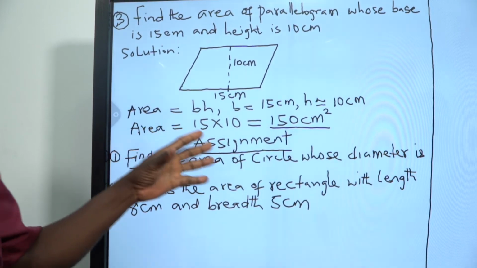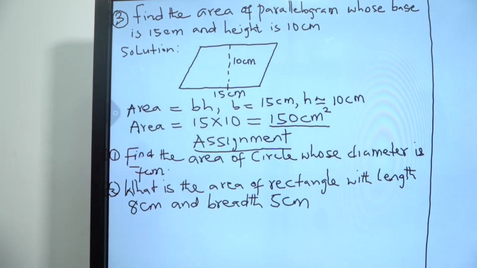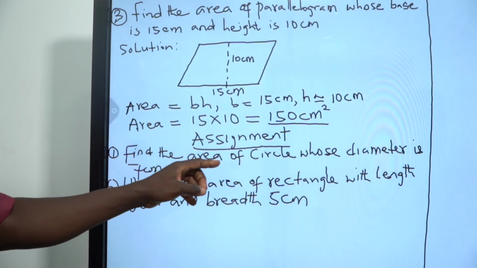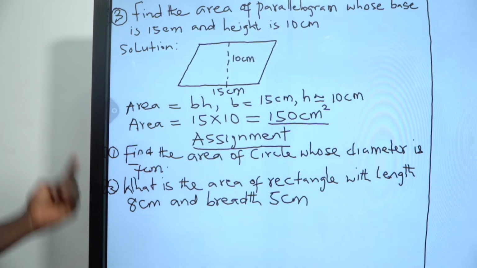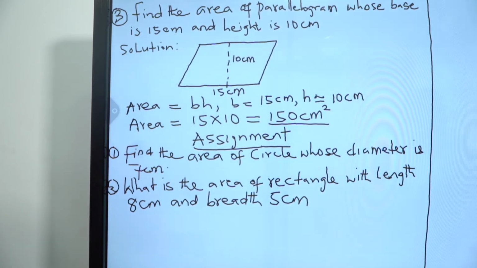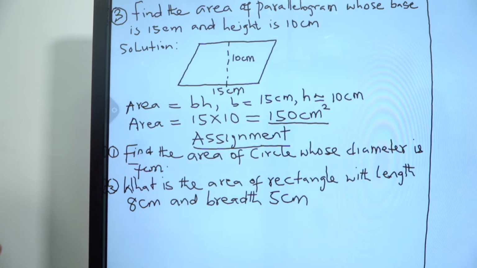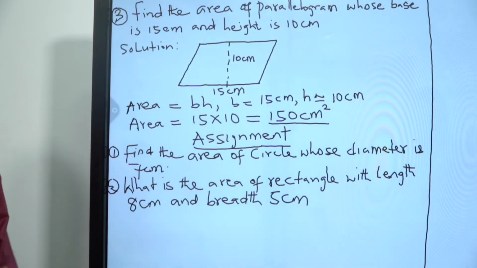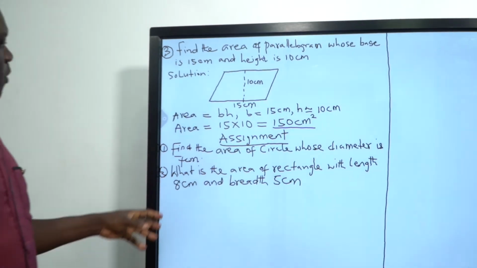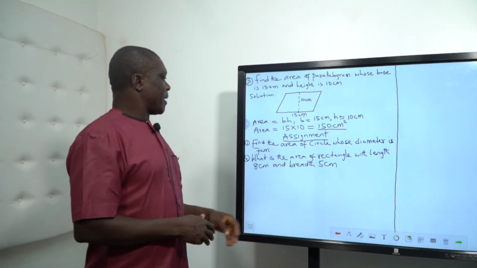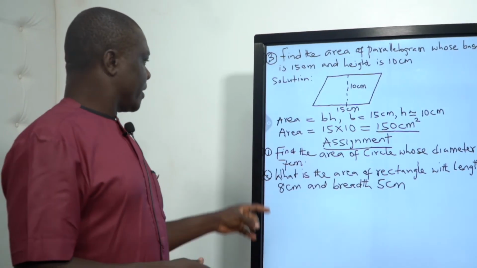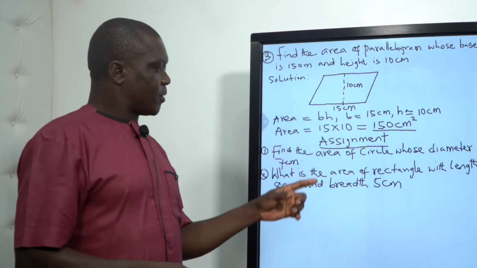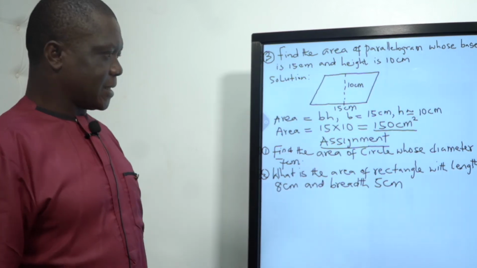Then the assignment. In the assignment I said, find the area of a circle whose diameter is 7 cm as assignment number 1. Number 2, what is the area of a rectangle with length 8 cm and breadth 5 cm? If you follow what I have just said, by applying the various formulas I have given, as it concerns the rectangle and the circle, you will be able to do the assignment.